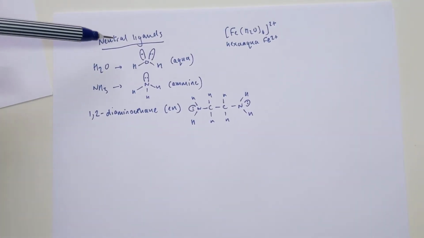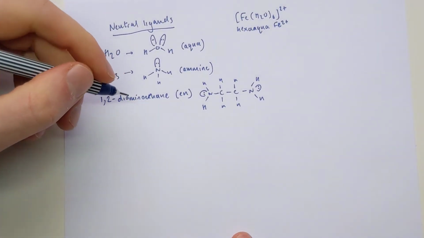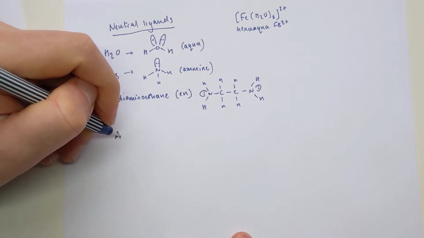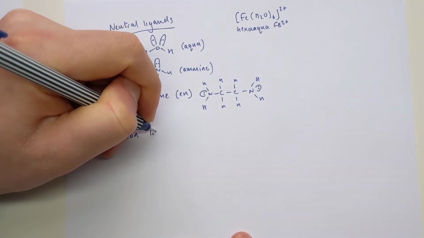So all of these neutral ligands have a lone pair, but they've got no charge overall. However, you can obviously get ligands which do have a charge and have to be a negative charge to have an excess of electrons. So you have some anion ligands.